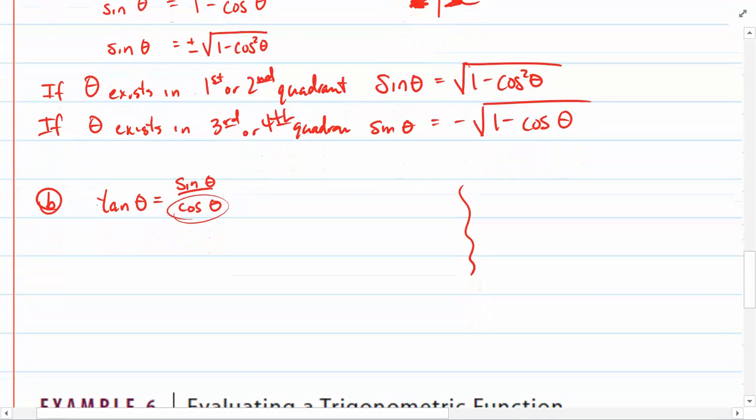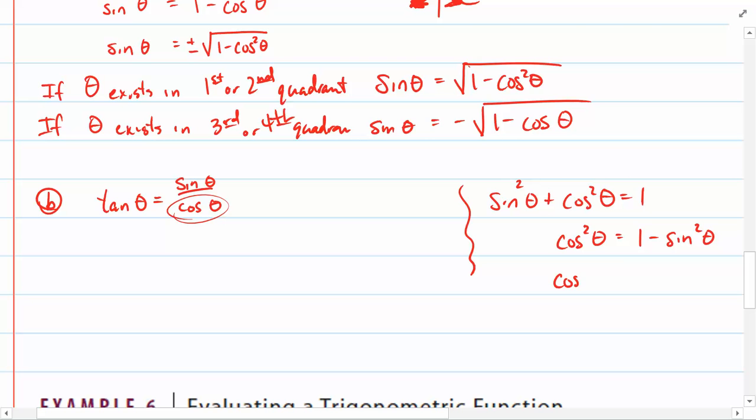So I'd like to get rid of this cosine. As a bit of side work, I'd like to find out what cosine is in terms of sine as well. So just like we saw a moment ago, we have sine squared of theta plus cosine squared of theta, and that has to equal 1. This time I'd like to get cosine by itself. So cosine squared of theta must be equal to 1 minus sine squared of theta. And cosine of theta, after I square root both sides, is equal to either positive or negative square root of 1 minus sine squared of theta.